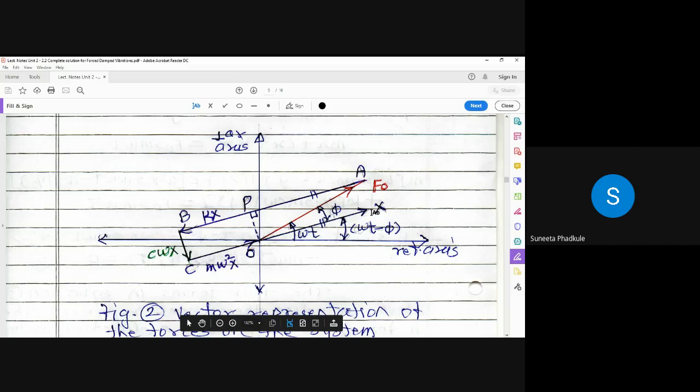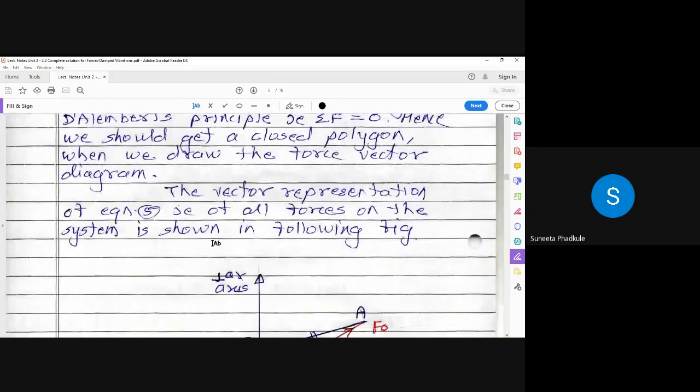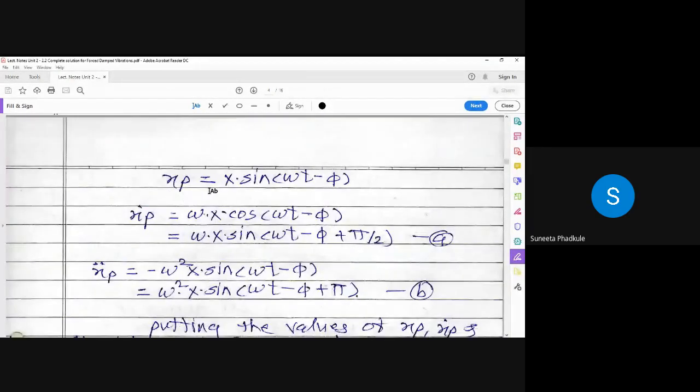What is the magnitude of this displacement vector? It is basically XP. See here, this is your XP. XP is equal to capital X sine omega t minus phi. This is a vector denoting the particular integral. For this vector, this is your magnitude, capital X, and this is the angle, omega t minus phi, made with the reference axis. Understood? So for the displacement vector, magnitude is X, angle is omega t minus phi.